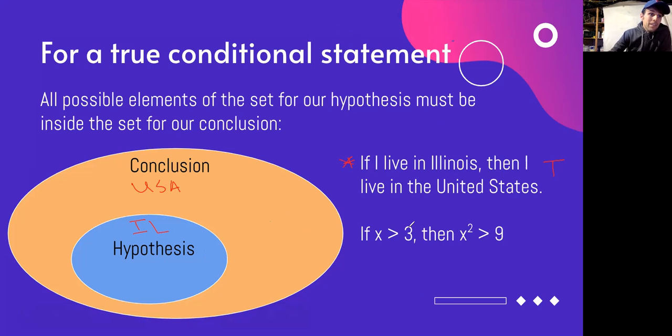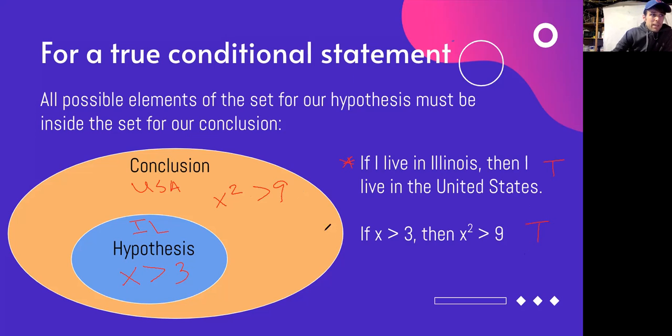A little bit harder, this one here: if x is greater than 3, then x squared is greater than 9. Are there any numbers that are greater than 3 that if I square them, they're not greater than 9? This is also a true conditional statement.